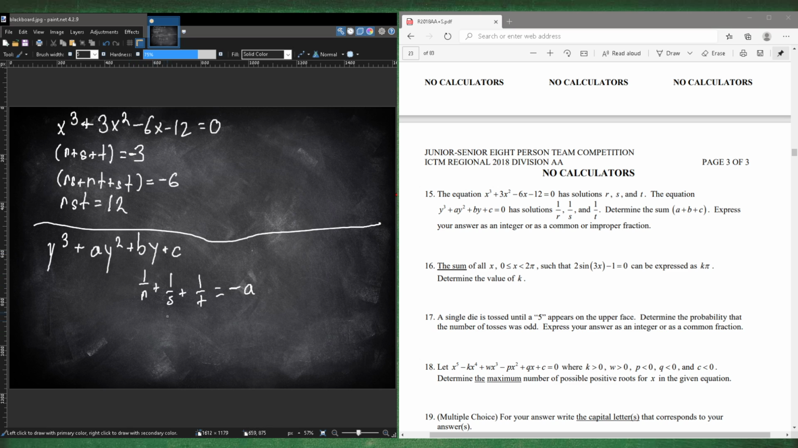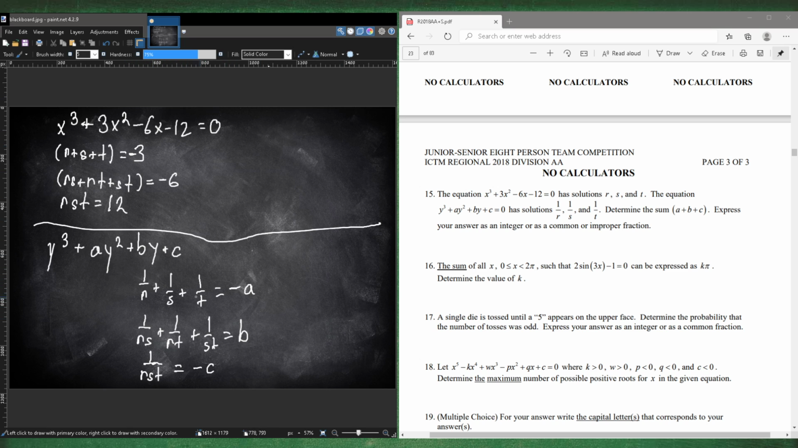And our b is equal to 1 over rs plus 1 over rt plus 1 over st, which is equal to b. And now our c is equal to 1 over r, s, and t, which is equal to negative c. Okay, so now we just need to plug in values for this.